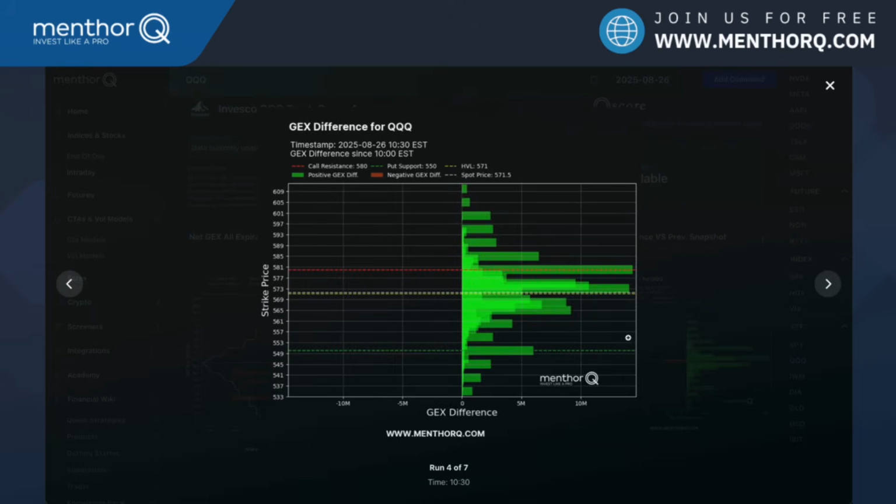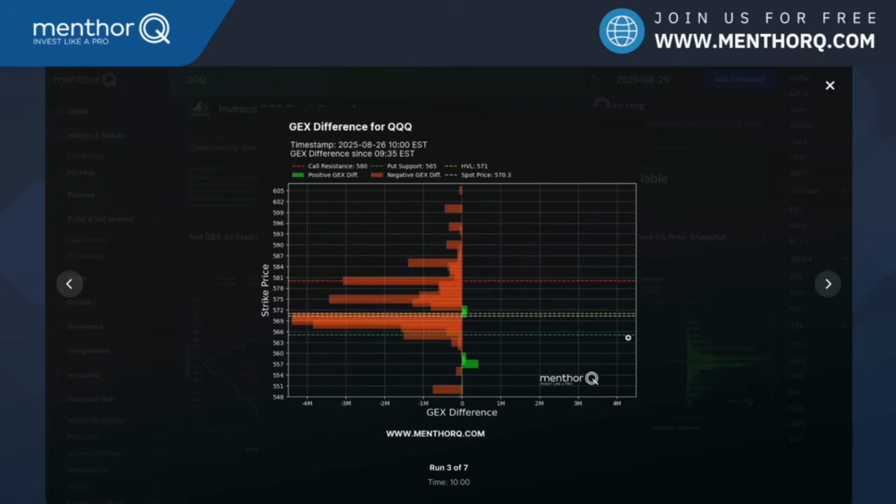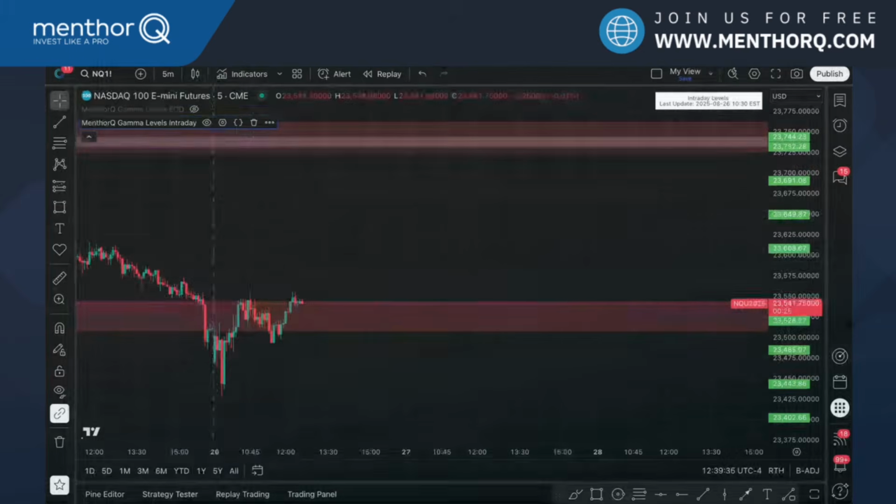So why do I use this? Because I want to see if I'm on the right side, and I want to see if the option flow is confirming what I'm seeing. If not, maybe I want to take it in the opposite direction, or manage my trade accordingly. So we start seeing a lot of negative gamma coming from 10 a.m. compared to 9:35. This is the strong move that we saw here.